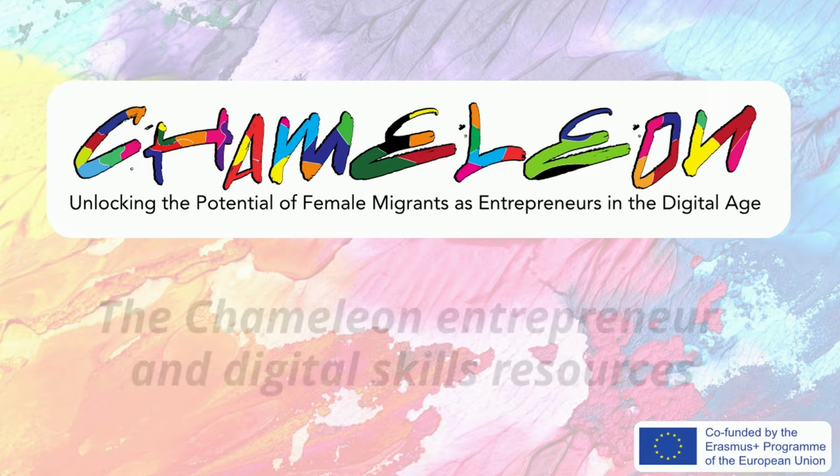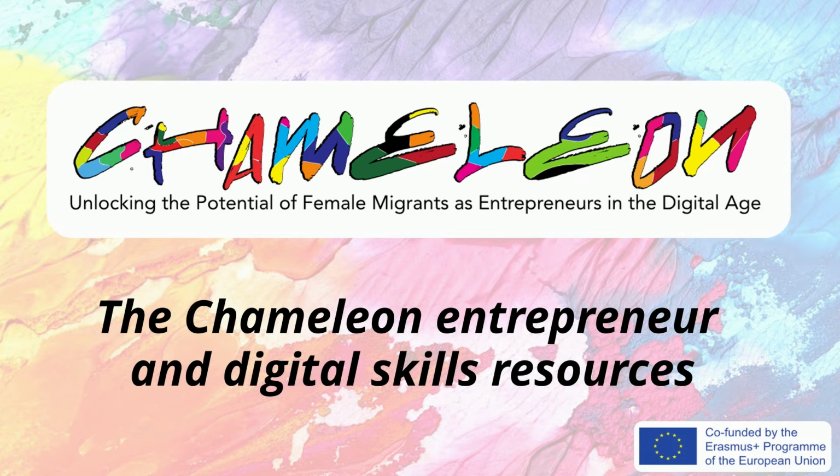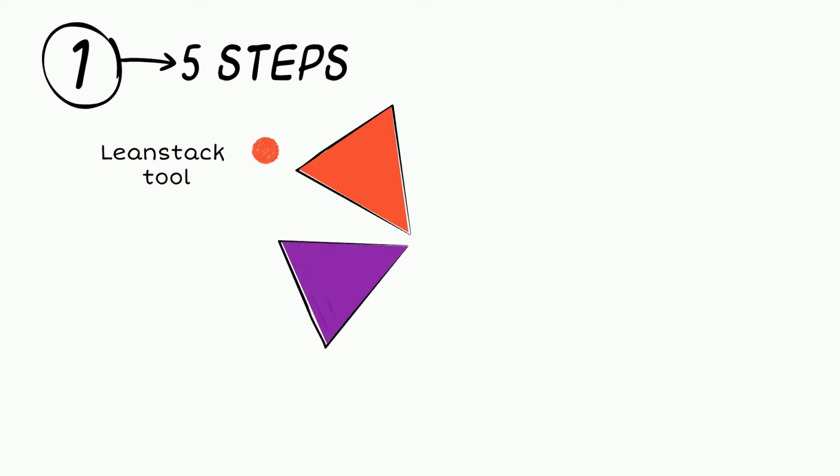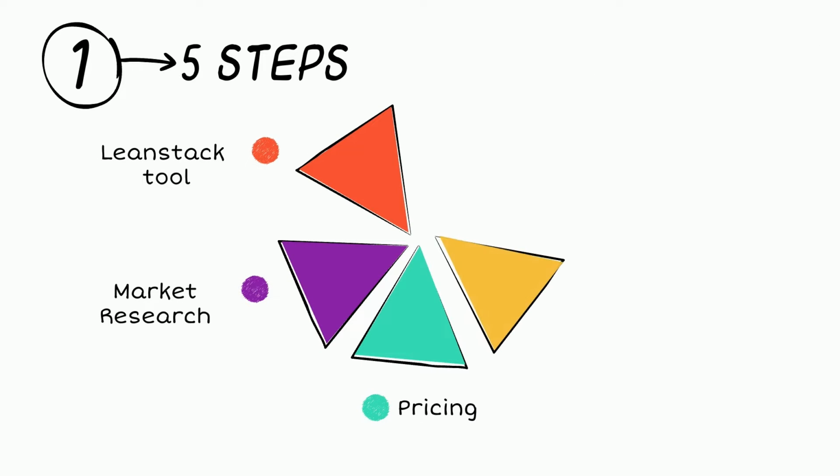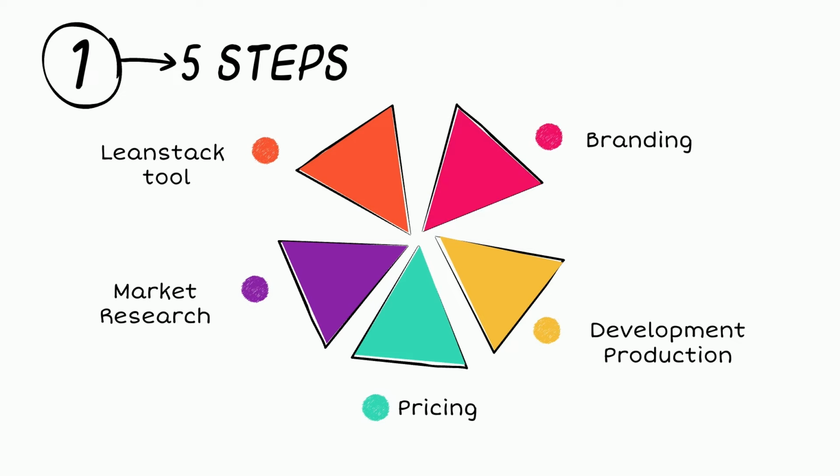Now that you have completed the Chameleon Entrepreneur and Digital Skills resources, you may be thinking about your next steps and wondering how you can turn your strengths and interest into a business. This video will take you through 5 steps that will help you to start the process of researching and understanding if your business idea is viable.